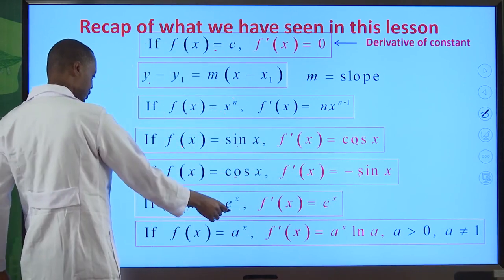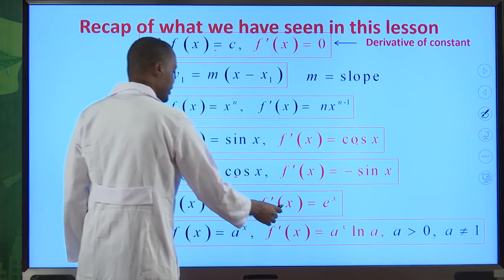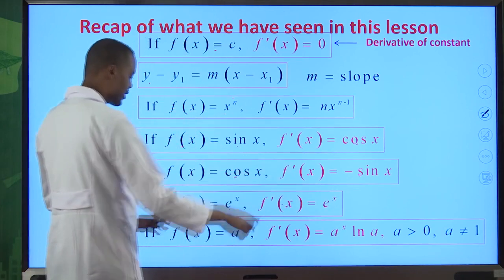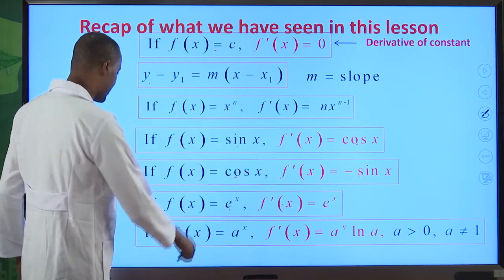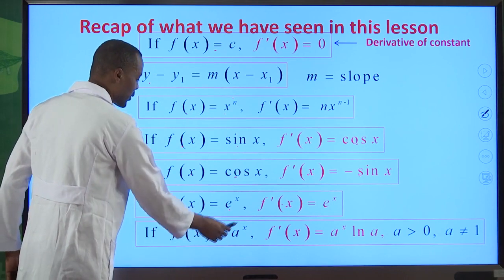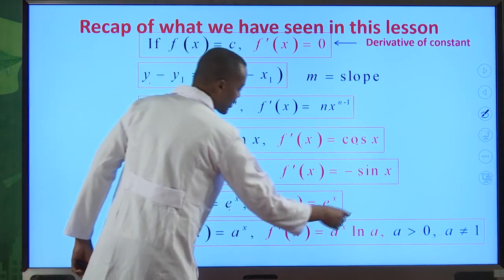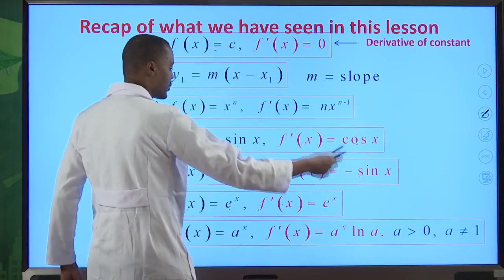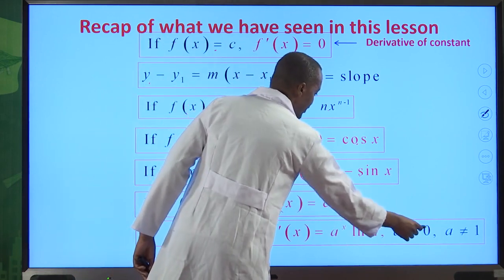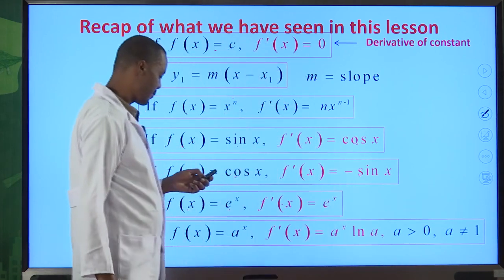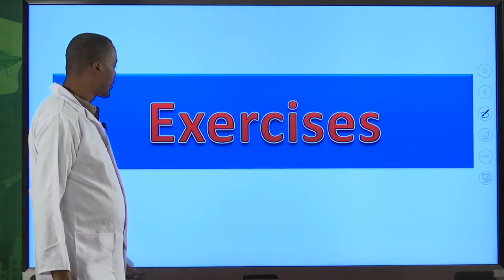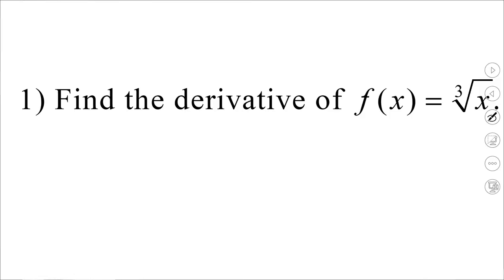If our function is e to the x, its derivative is again the same. We have seen that previously. If our function is a to the power of x, its derivative is a to the power of x ln a, with limitations that a must be greater than 0 and different from 1. Now we move on to some exercises. Find the derivative of f of x is equal to the third root of x.